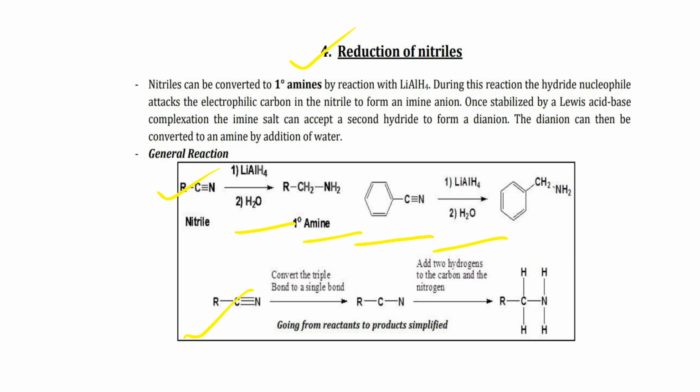Going from reactant to product, simplified: the triple bond is converted into a single bond, adding 2 hydrogens to the carbon and 2 to the nitrogen. This is the mechanism. This is the reduction of nitrile. Nitrile is reduced to primary amine by reaction with lithium aluminum hydride followed by hydrolysis. This is the reaction: RCN is reduced into primary amine.